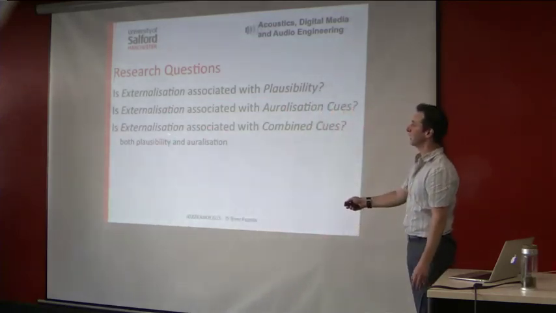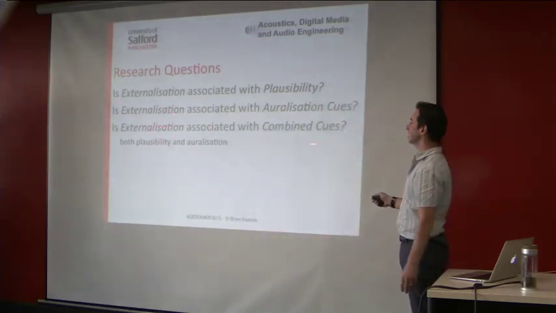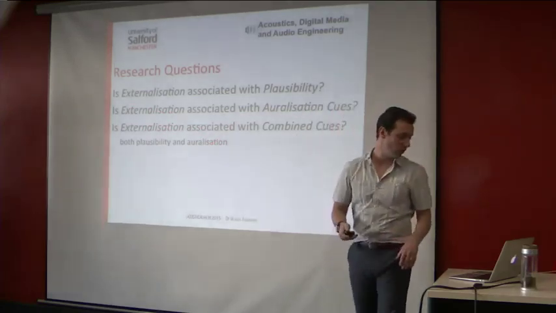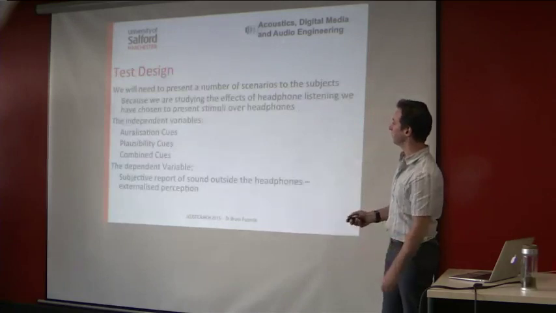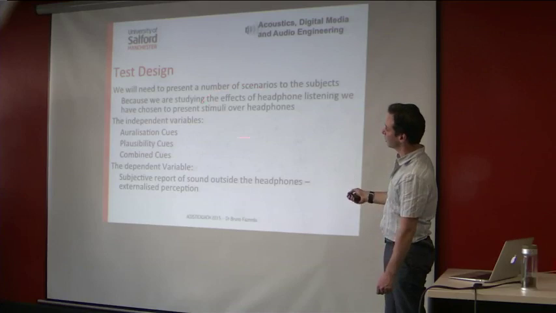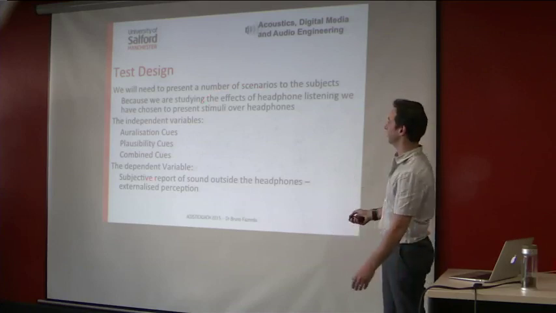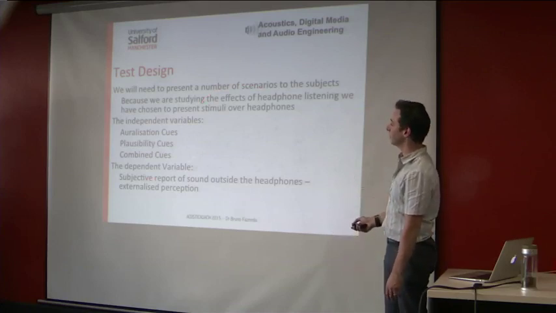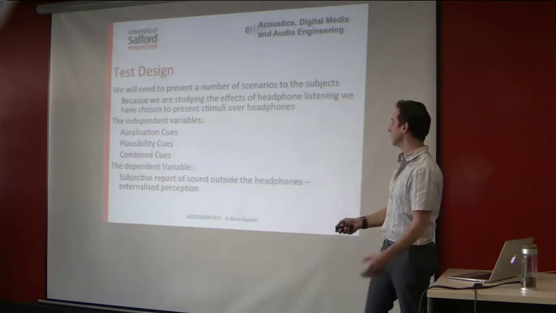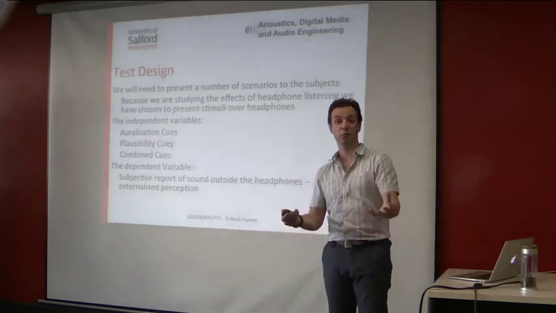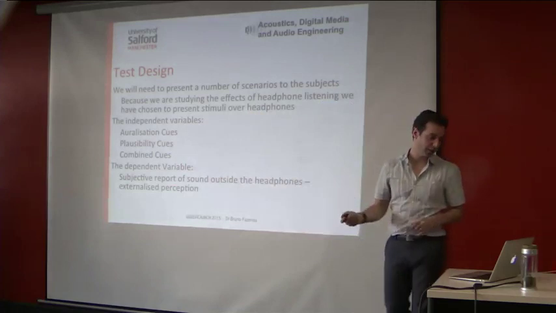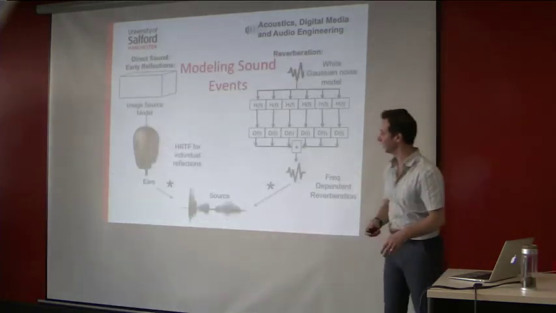And of course the full test, which is, can we associate externalization with the combined cues when we have plausibility and the oralizations being played through. So we need to present a number of scenarios to the subjects. We're studying the effects of headphones, so this is going to be on headphones. These are the independent variables: oralization, plausibility, and combined cues. And the dependent variable is basically seeing whether the subject reports hearing the sound outside the head or inside the head. We've asked it in a slightly different way, but that's the idea.